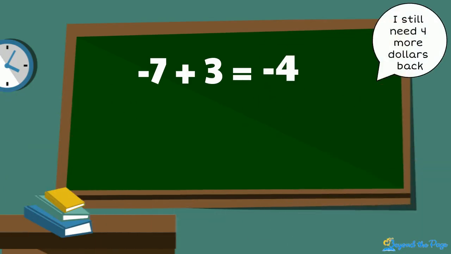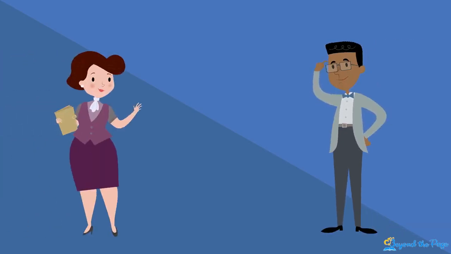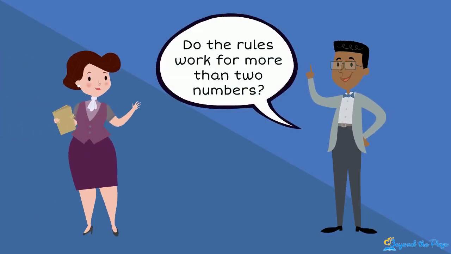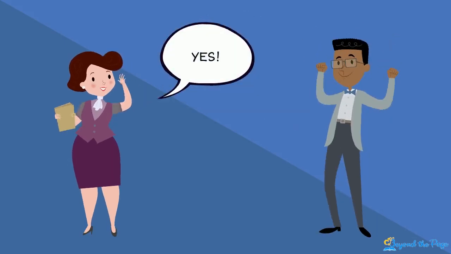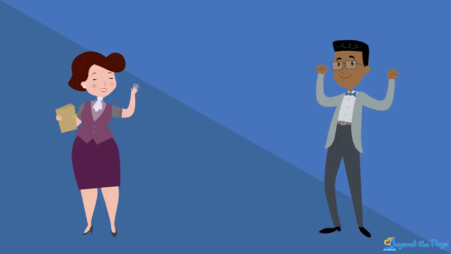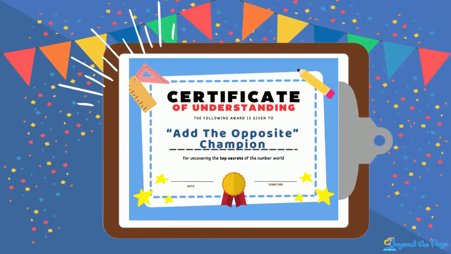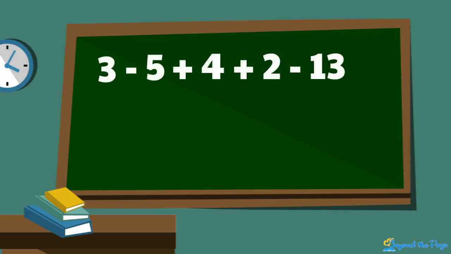All the examples you've studied so far have two numbers in the expression, but do the rules work for more than two numbers? The answer is yes. Even better, you can now successfully use the commutative and associative properties after changing each subtracted number into add the opposite. Here's a good example. 3 minus 5 plus 4 plus 2 minus 13.